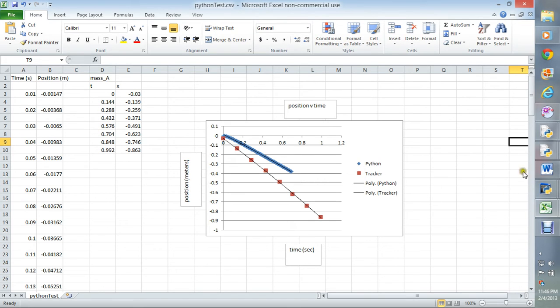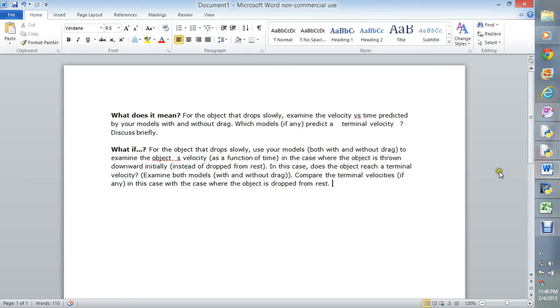So that brings us to the 2 questions. First, the what does it mean question, which was for the object that dropped slowly: Examine the velocity versus time predicted by your models with and without drag. Which models, if any, predict a terminal velocity?